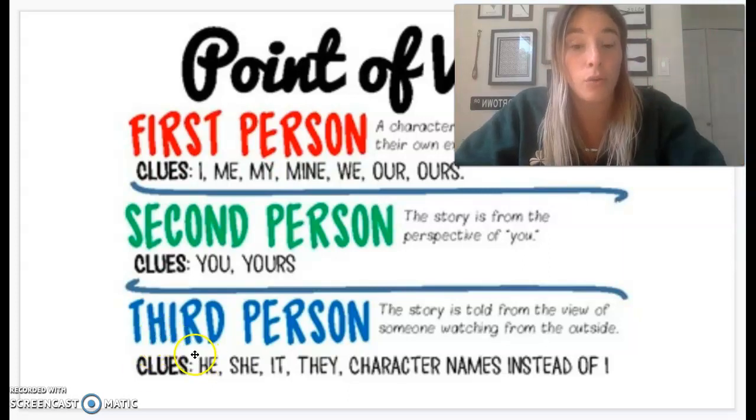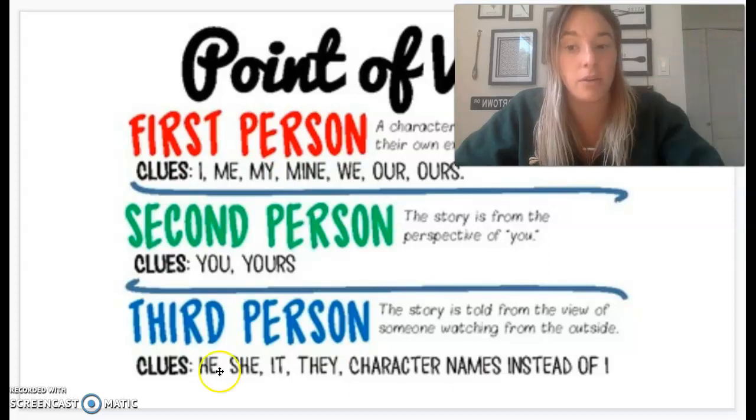So some clues that you can look for are he, she, it, they, and then character names instead of I. So for example, Sarah would have been a character name instead of I.